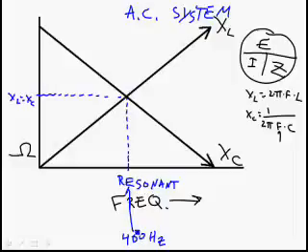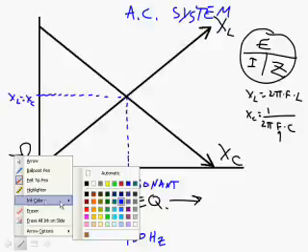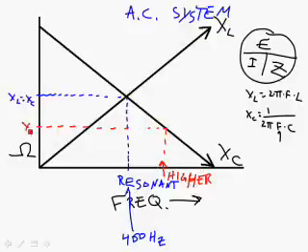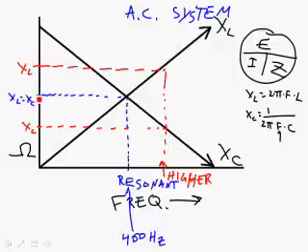So, I wonder what would happen if we weren't at 400 hertz. Let's just say we're at a higher frequency. If we're at a higher frequency, XC is lower and XL is higher. So when we were at the resonant frequency, XL equaled XC.